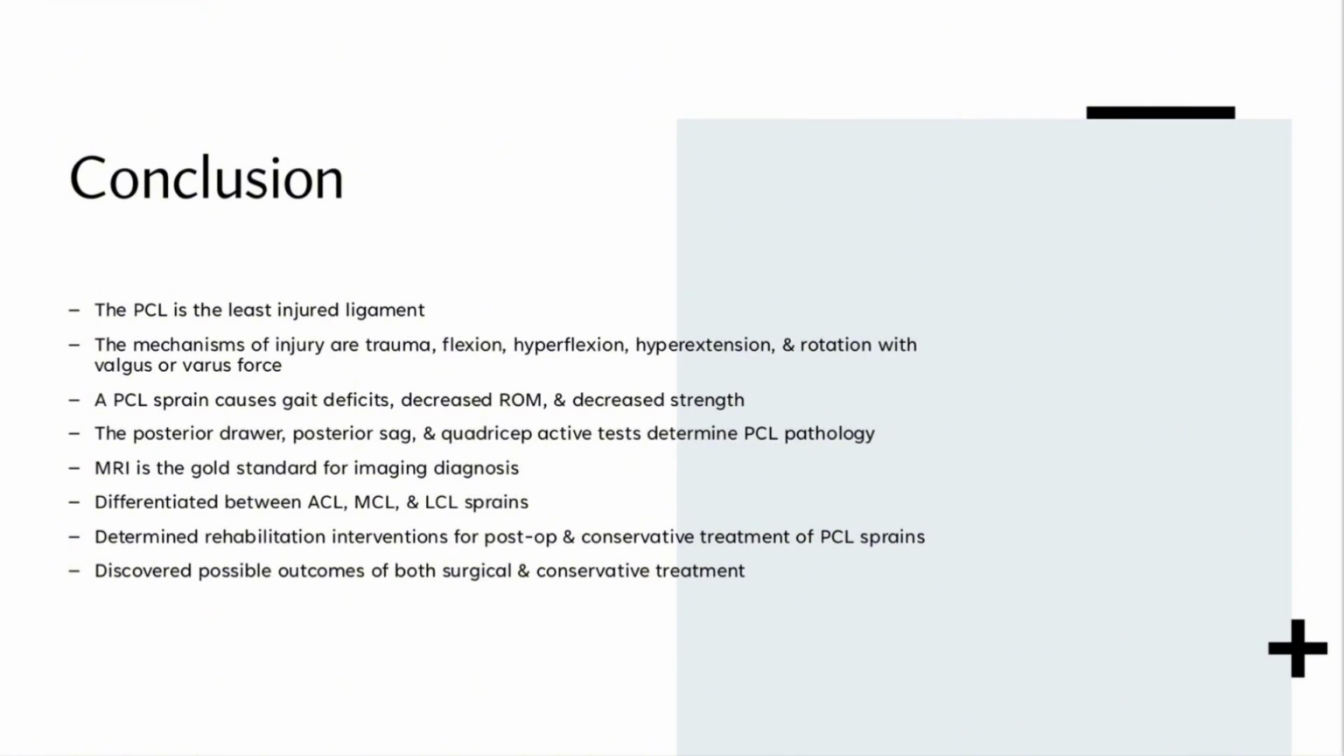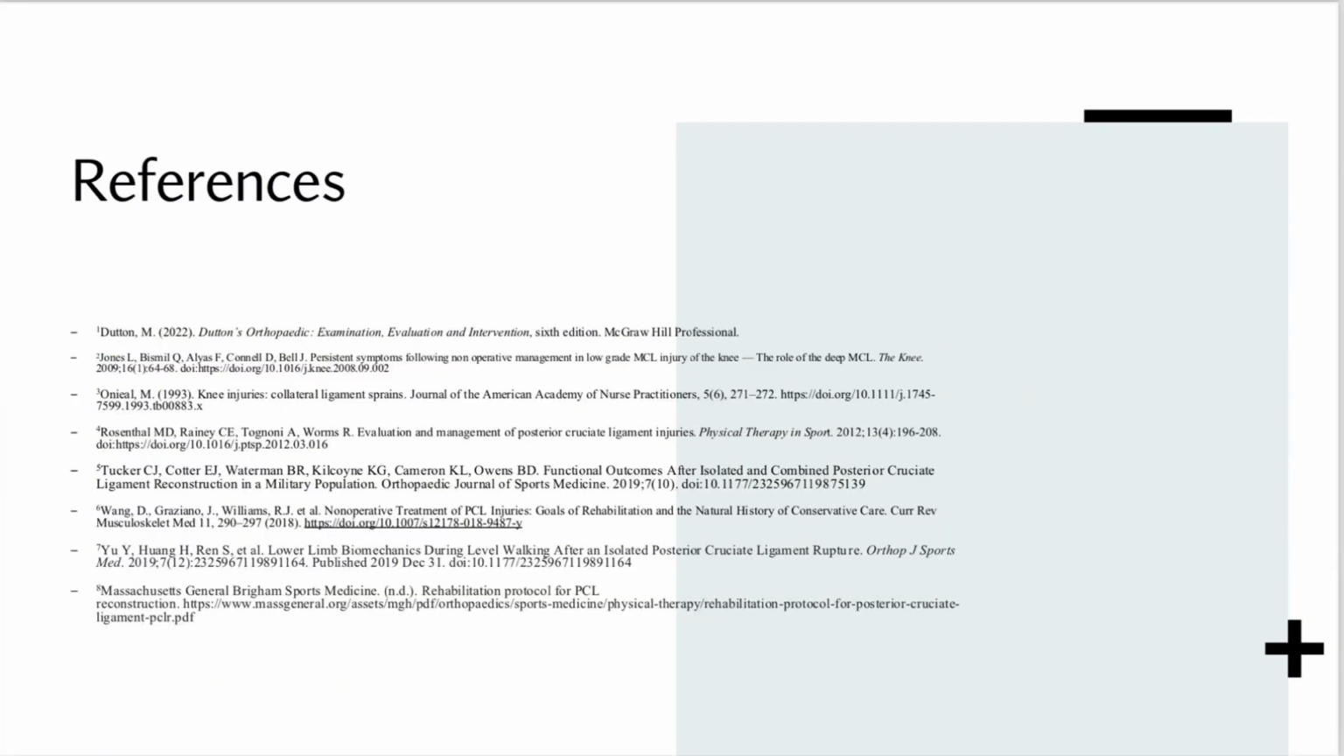An MRI is a gold standard for imaging diagnosis. We differentiate between ACL, MCL, and LCL sprains. We also determine rehab interventions for post-op and conservative treatment of PCL sprains, and we discovered possible outcomes of both surgical and conservative treatment. Here are my references.